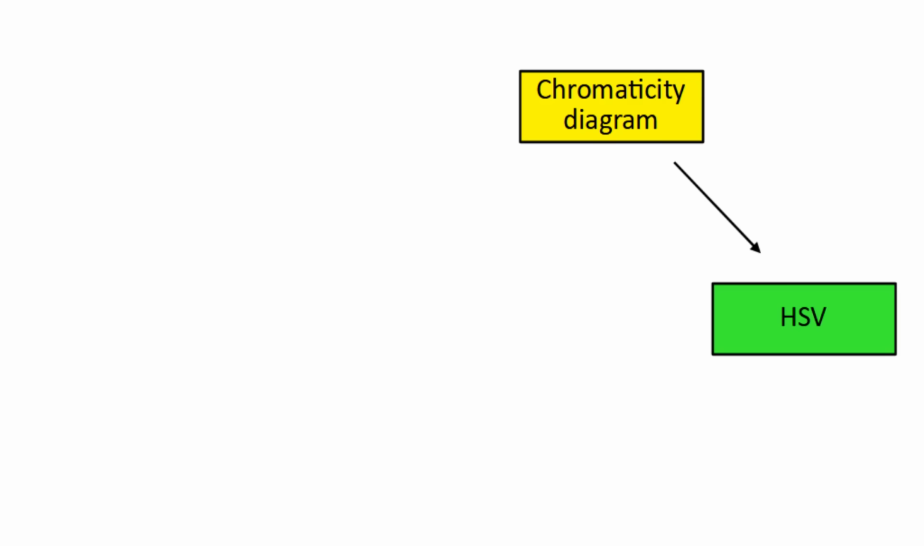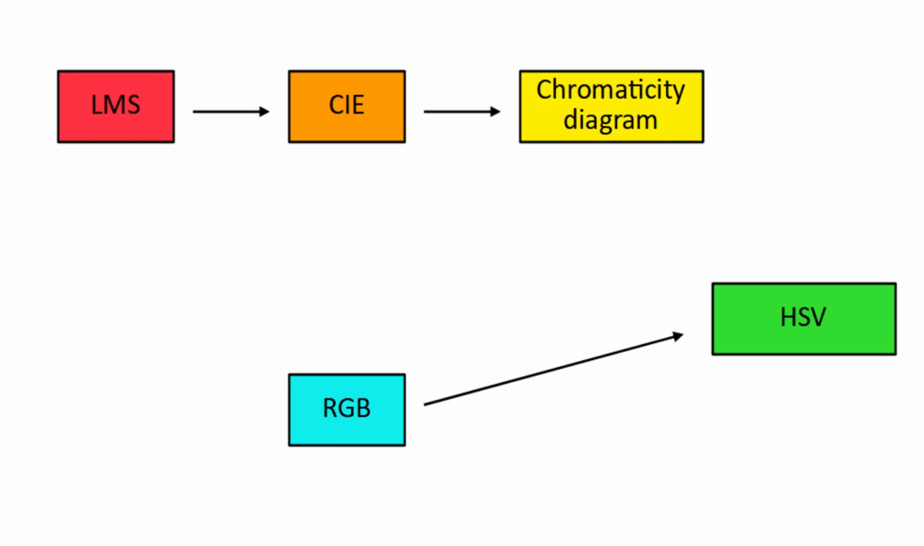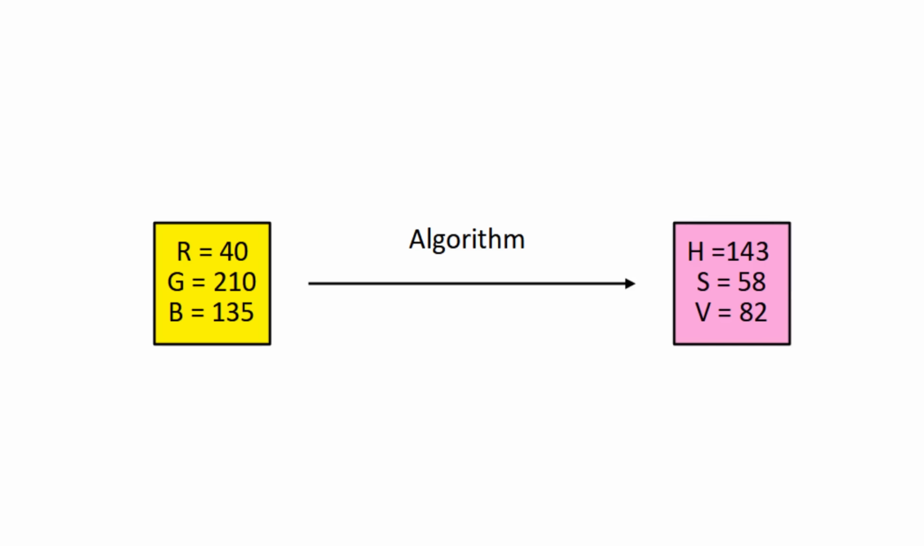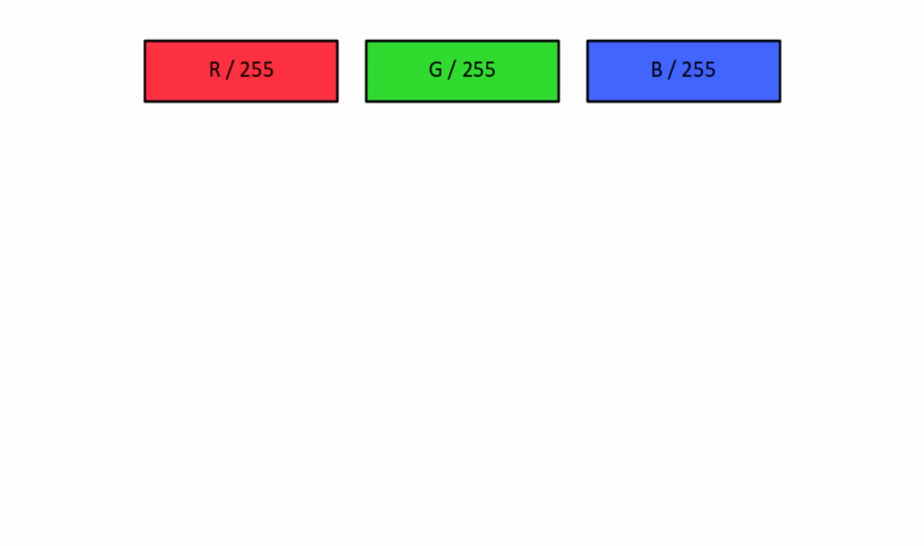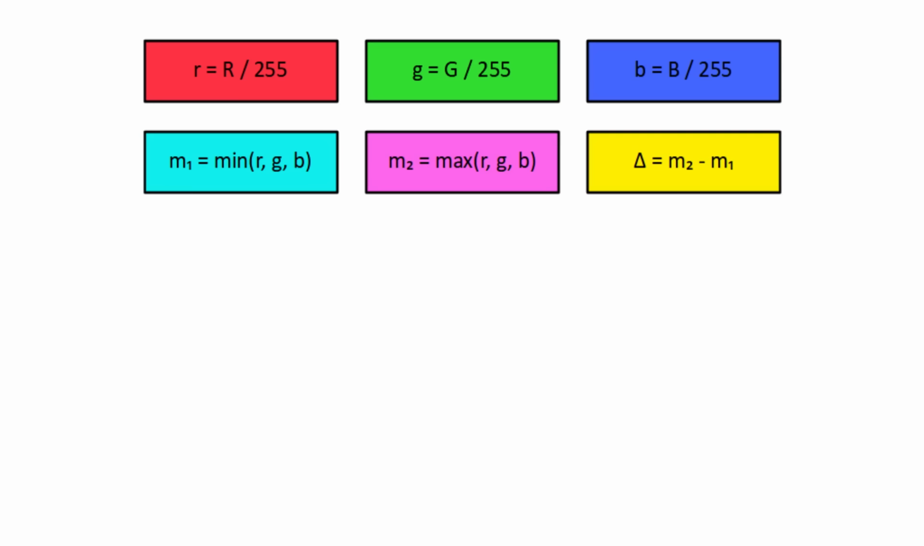The chromaticity diagram is based on the CIE color space, which itself is based on the LMS one. Since this is on the computer though, it should be based on the RGB cube, so we need an algorithm to convert RGB values into HSV values. The way to do that is as follows. So first of all, we're going to divide R, G, and B by 255, so that they range from 0 to 1. I'm calling these lowercase r, g, and b. Then we're going to find the minimum and maximum out of the 3. These will be m1 and m2 respectively. Then finally, delta is the difference between those.